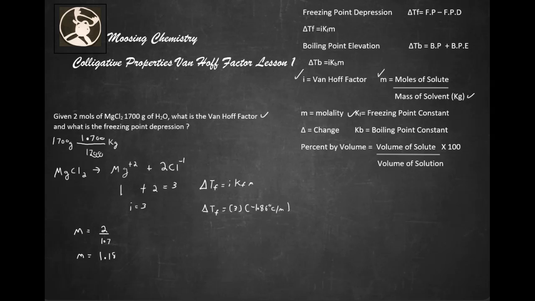All right, so now we're going to get our molal, 1.18 for our molal. So our m's cancel out, and after we do the math, the delta Tf is going to be negative 6.55 degrees C, and that's our freezing point depression.